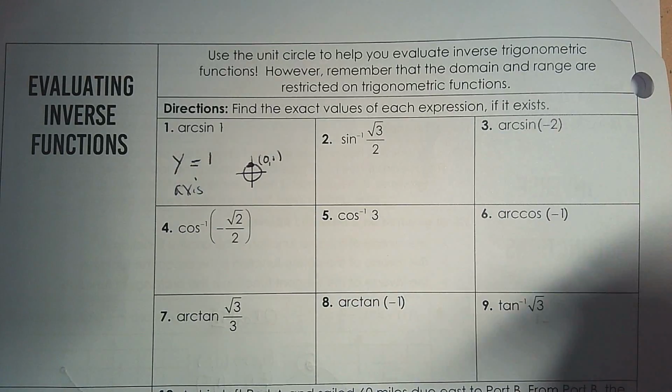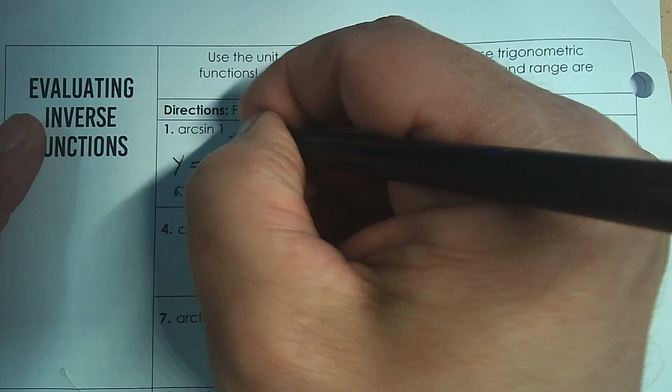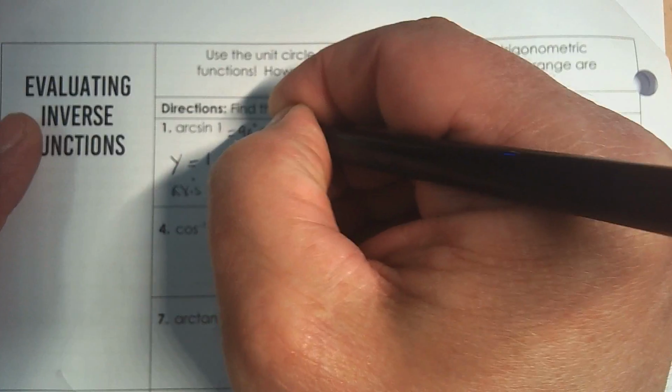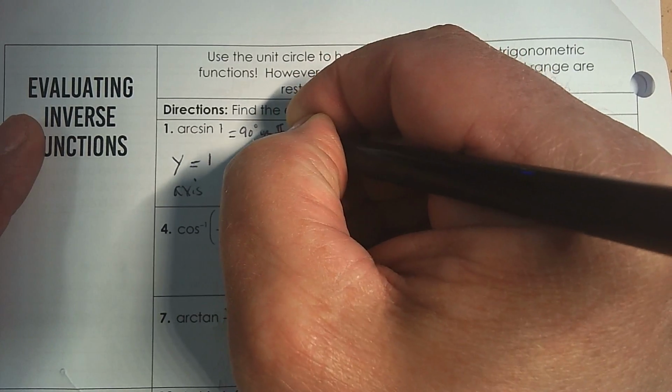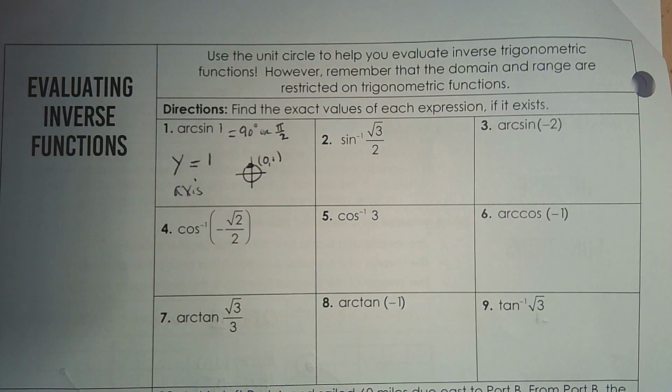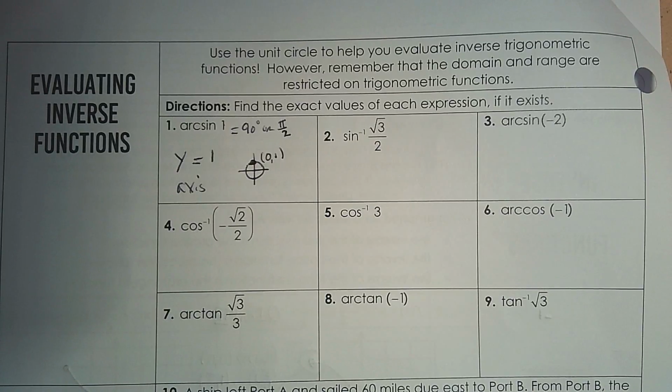90. And you could also write the answer as pi over 2. And if you're avoiding radians, we need to write it more and more and more until you feel like degrees is uncomfortable and radians is comfortable. Number 2, here we go.